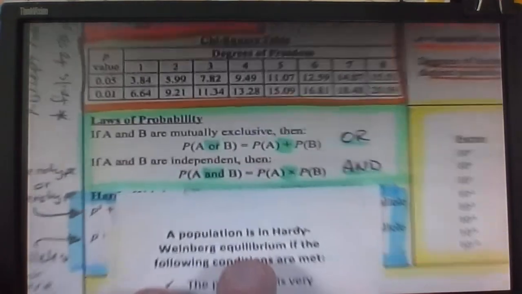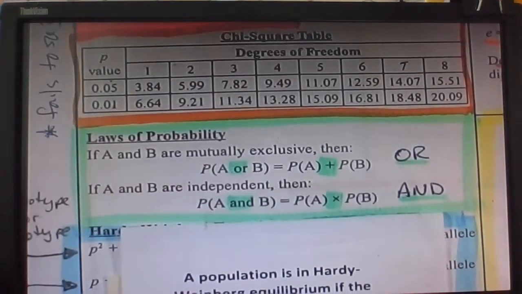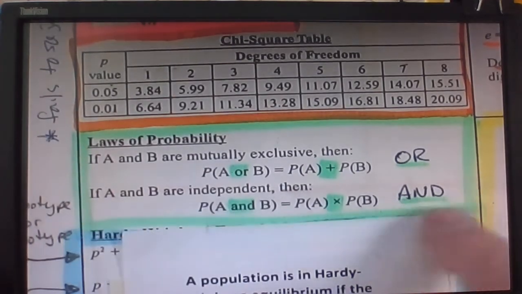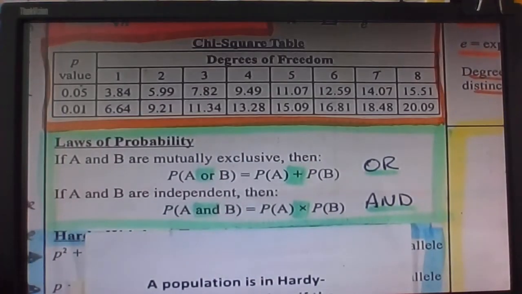First, I want you to take out your AP Bio lab notebook, take out your formula sheet. So if and means multiplication, what does or mean? Add. And we'll do some examples. All right, grab a different color highlighter than what you've used before and box in the spot that talks about the laws of probability.